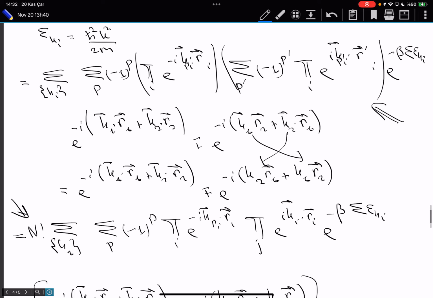Basically, because of 2 reasons. In the first sum, I have all p's, and at the same time I'm also summing over all ki's. So since each one of those terms will contribute equally, I just calculate one of them, which I choose to be the contribution from the identity permutation for p prime, and multiply it by the number of terms I have in that p prime summation. And since I have n permutations of n numbers, well, I just multiply it by n factorial.